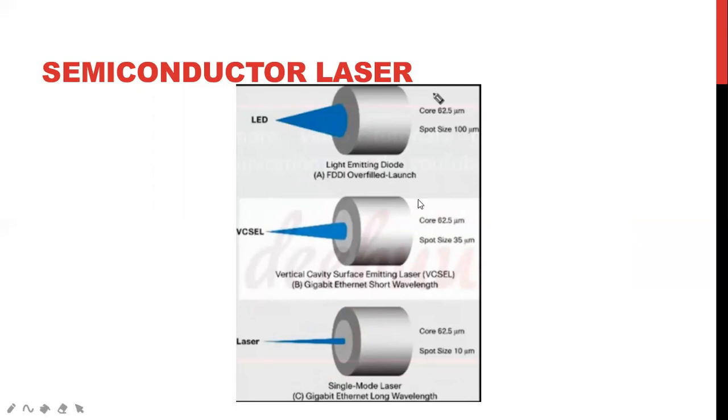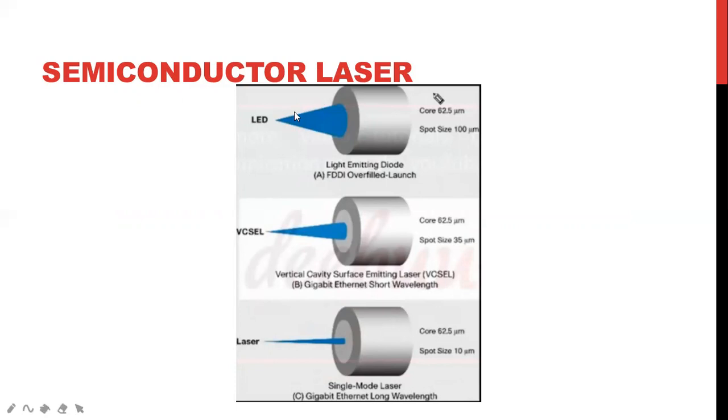You can see that the spot size of LED is 100 micrometer and core size is 62.5 micrometer. We had already discussed, while discussing fiber fabrication, that the core size is only 8 to 9 micrometers for single mode fiber.